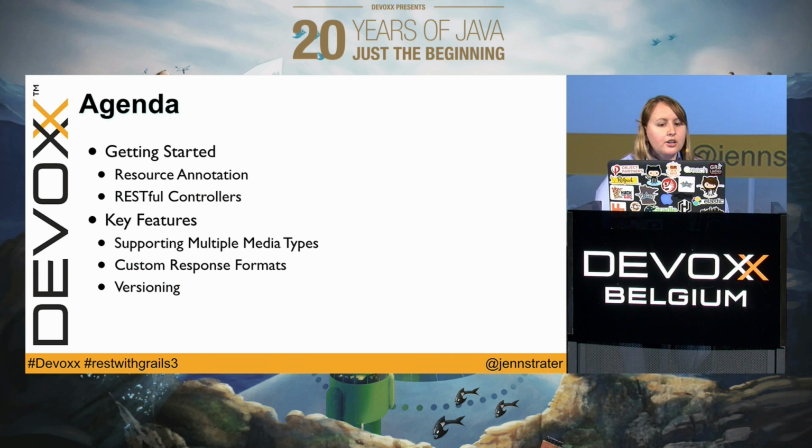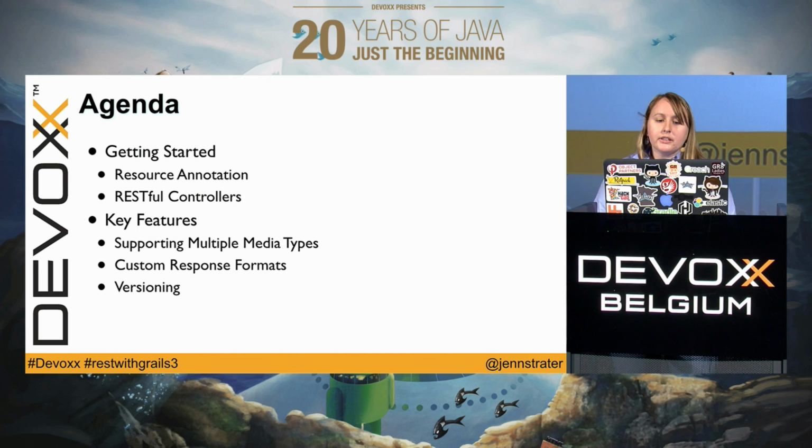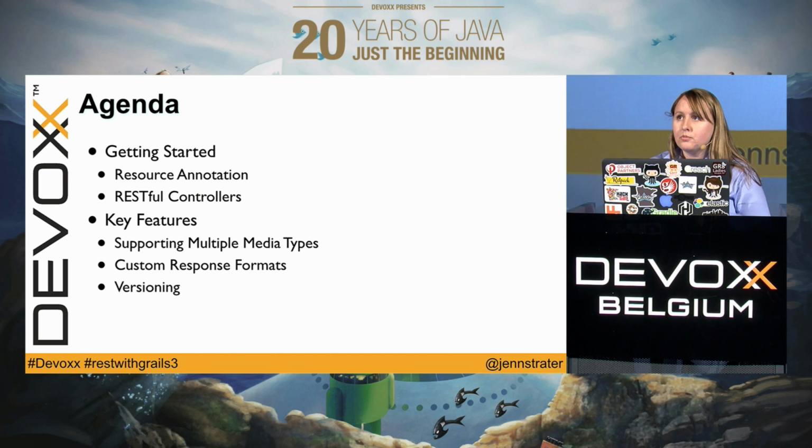So the agenda for this talk is to go over a few things about creating RESTful APIs and RESTful web services that I think make it really easy and why you should really use Grails. Two of those include the resource annotation and RESTful controllers. I'm also going to go through a few helpful things like supporting multiple media types, custom response formats, and versioning.